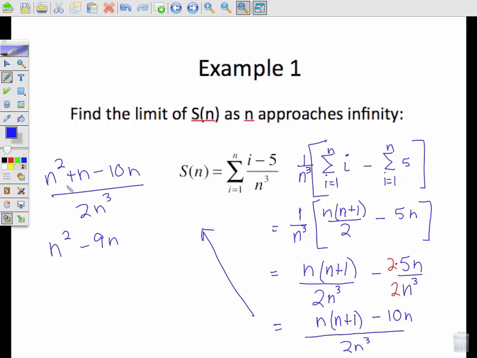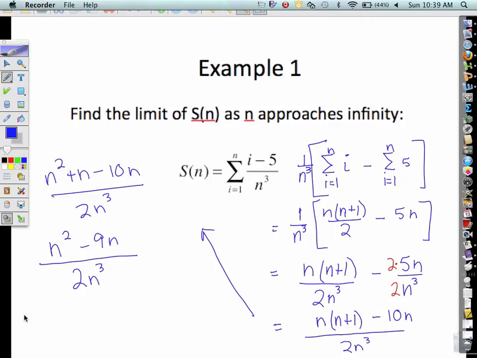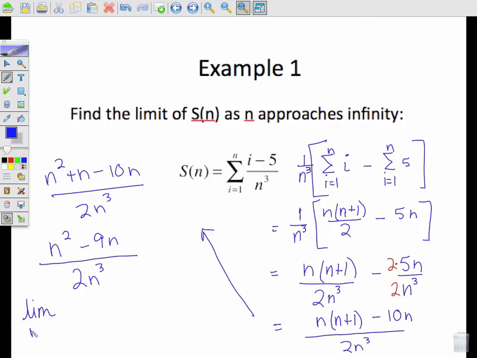It looks as though we've got minus 9n there over 2n to the third. Now, when we take the limit as n approaches infinity of this expression, we can compare the degree. The degree on top is 2, the degree on bottom is 3. That indicates it's less than, so the result of the limit is 0. Final answer.